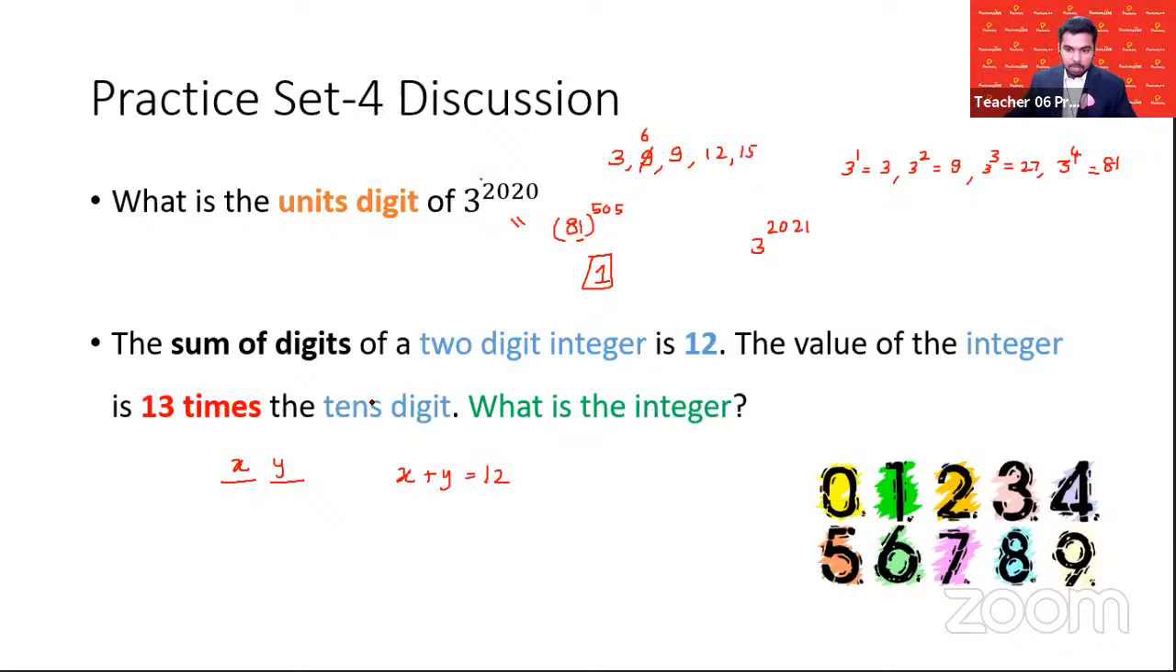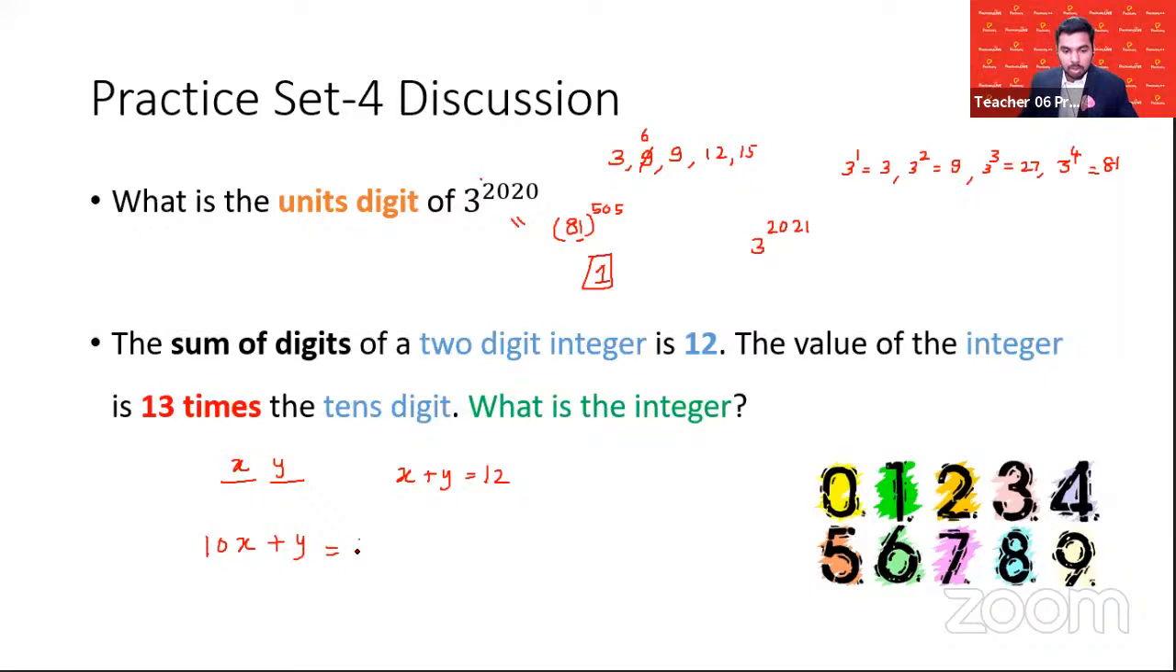Now, the particular number that you're looking for is the number 10 times x plus y. Why could I write this? Because x is in the tens place. So the number you are finding out is 10x plus y.